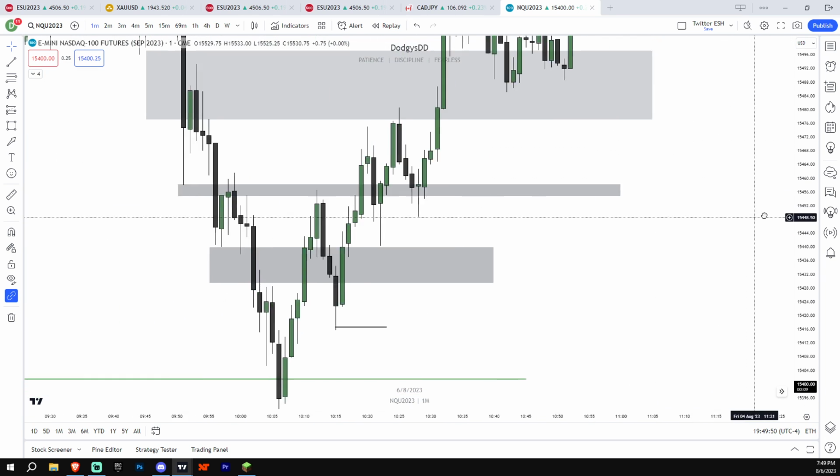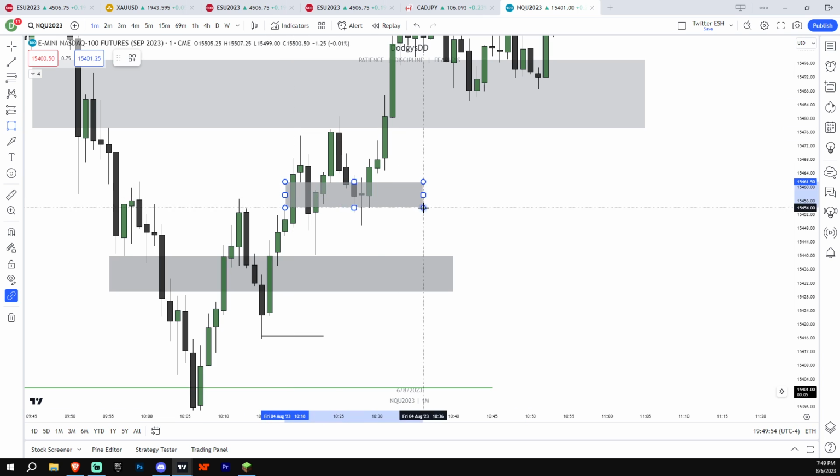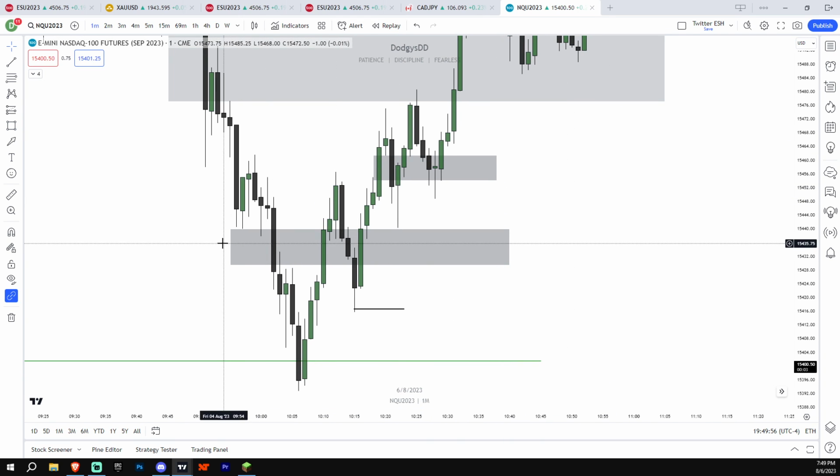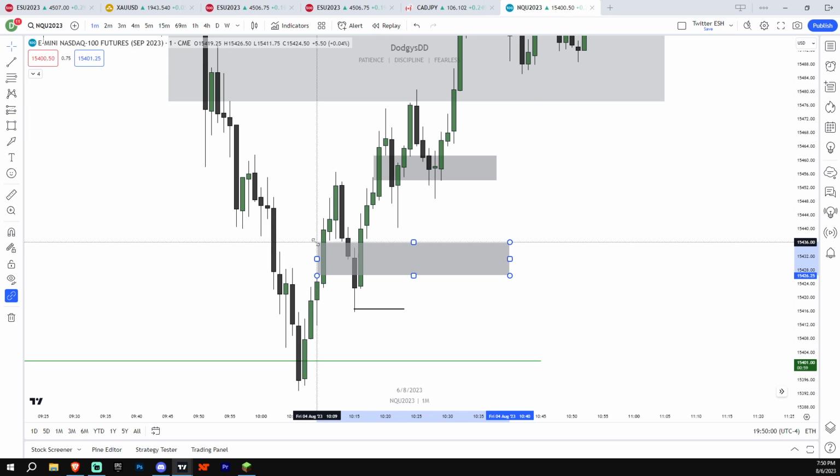So you can see there's a setup right here, and it was actually much cleaner in ES. And there was a setup right here, kind of inverse lined up with this.